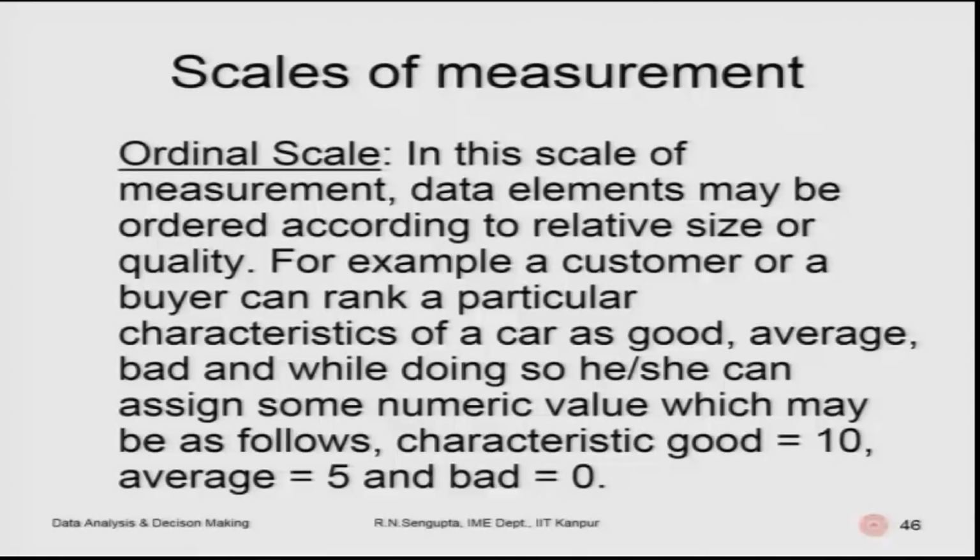Ordinal scale, so the second concept of the scales of measurement. In this scale, data may be ordered according to relative size or quality. For example, a customer or buyer can rank a particular characteristic of a car as good, average, bad, and assign numeric values: if it is good, give a score of 10, if average, 5, if bad, 0. So, this 10, 5, 0 or whatever the number is also subjective, there may not be any actual theoretical objectivity in the ranking system.